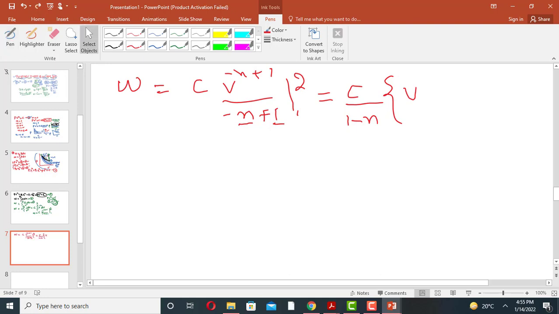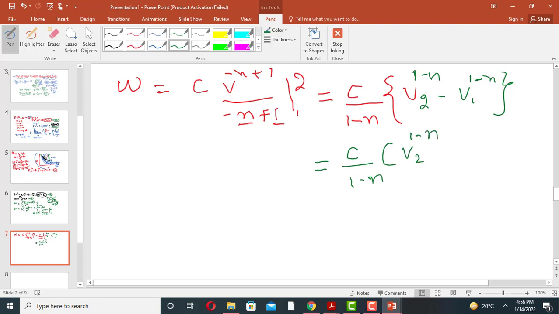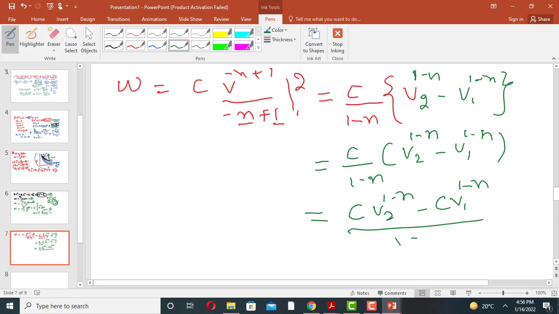Applying the limit, that will be equal to V2^(1-n) minus V1^(1-n). So it will be equal to C/(1-n) into (V2^(1-n) minus V1^(1-n)), and it will be equal to (C V2^(1-n) minus C V1^(1-n)) divided by (1-n).